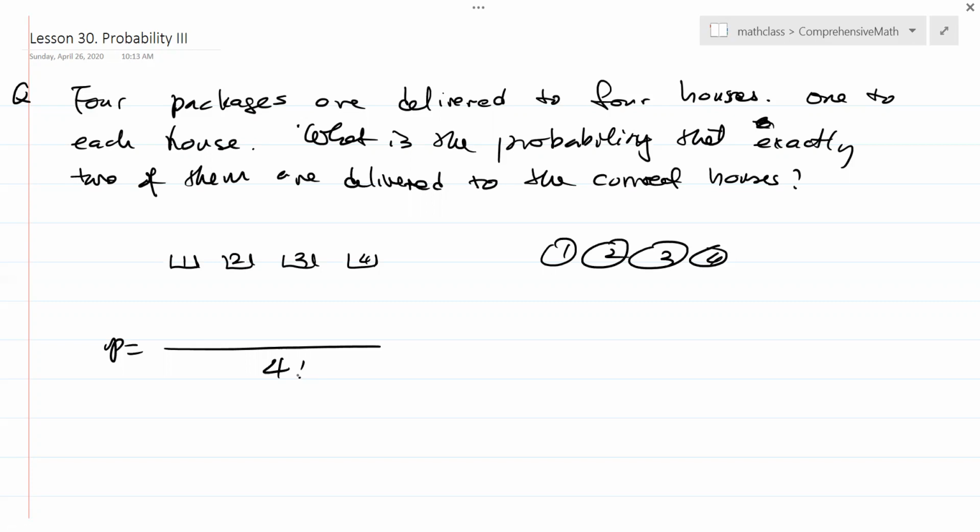Right? So you have to figure it out. Like maybe 2 goes to 2, 1 goes to 1. Then 3 and 4 should be switched. Otherwise, it's not exactly two of them delivered to the correct houses.